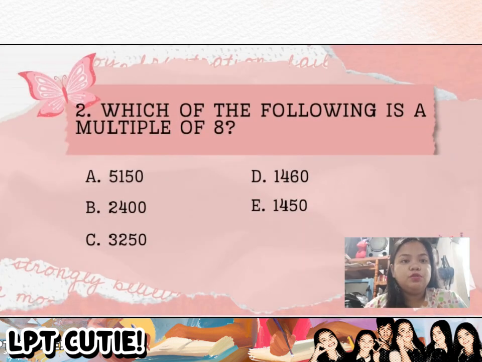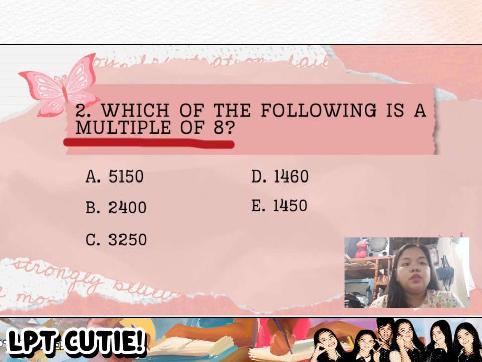Okay, so number two question. Which of the following is a multiple of 8? Is it letter A, 5150? Letter B, 2400? Is it letter C, 3250? Or letter D, is it 1460? Or letter E, is it 1450? Take note, the question is multiple of 8. So, what do you think is the correct answer?